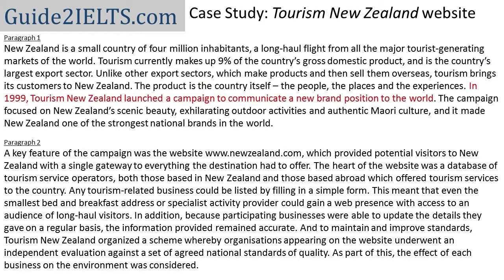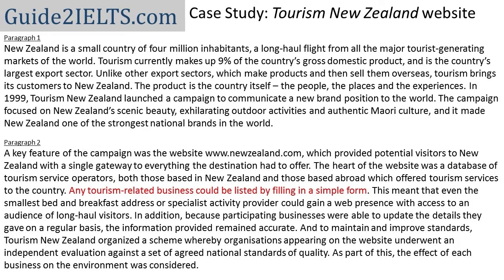In 1999, Tourism New Zealand launched a campaign to communicate a new brand position to the world. The campaign focused on scenic beauty, outdoor activities. Got the basic idea. Similarly, when trying to read the second paragraph, a key feature of the campaign was the website, which provided potential visitors. I'm going to skip the rest of it. The heart of the website was a database of tourism service operators based in New Zealand outside. So I'm going to just read the parts which give me an idea of what the basic meaning is.